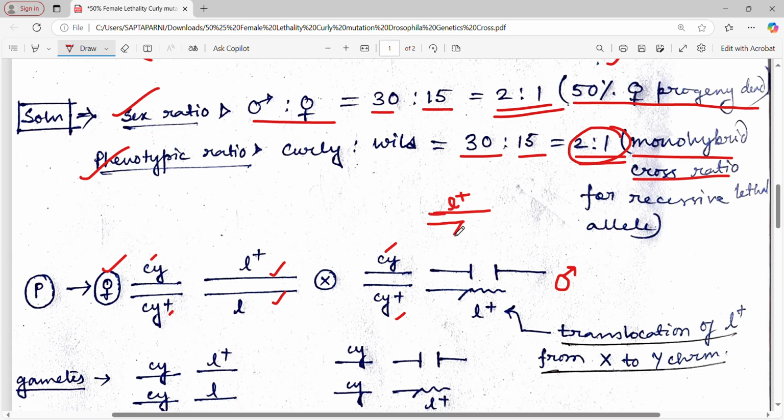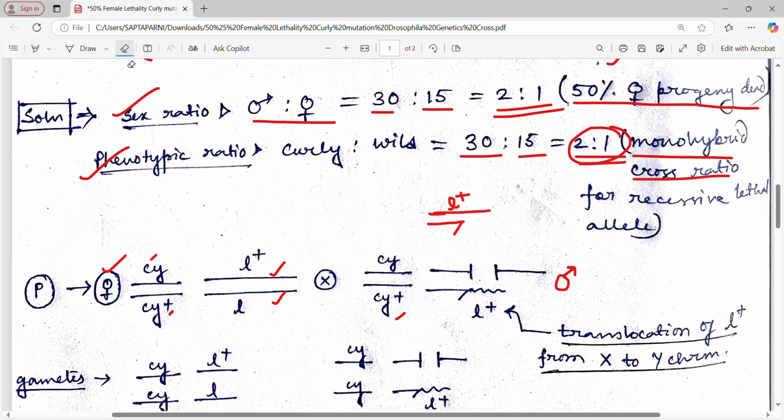So when the L plus X chromosome of the female crosses with the Y chromosome, the male will survive. But when the L X chromosome of the female crosses with the Y chromosome of the male, that male will get dead. So that is how 50% of males are killed in the F1 generation. But here the condition is different. Here you have to kill 50% of the females.